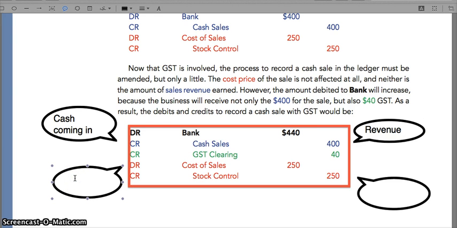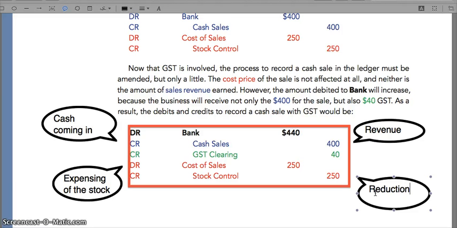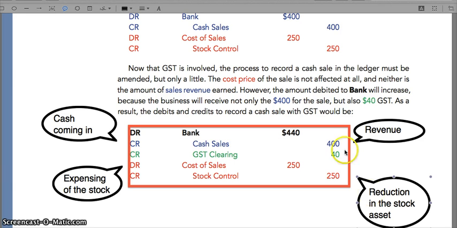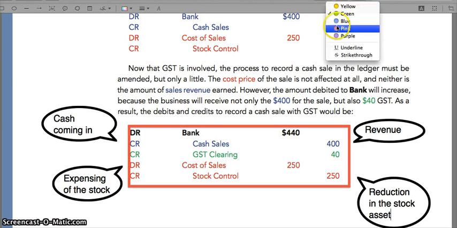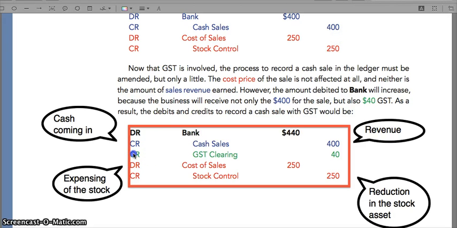We've got the cost of sales, so that's the decrease or the expensing of the stock. And then we've got the reduction in the asset of the stock control. Then we've got the GST that we're accounting for, which, as you can see, is this one here.